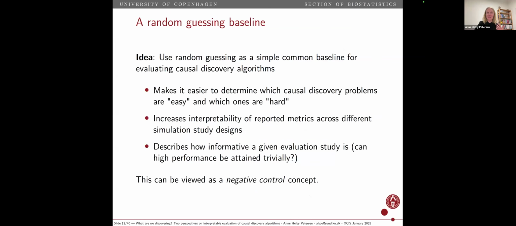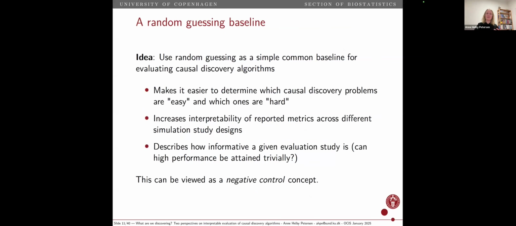And this baseline will be based on random guessing. So the idea is to consider random guessing as a simple common baseline for evaluating these algorithms. In order to say if this is a big number or a small number, we'll ask, well, what would we get if we just performed some random graph construction? So we just randomly drew a graph.